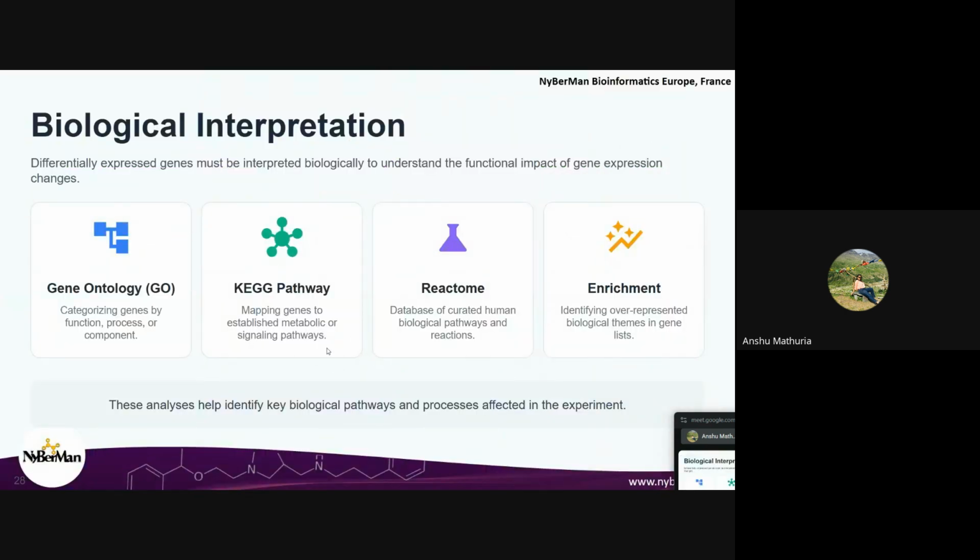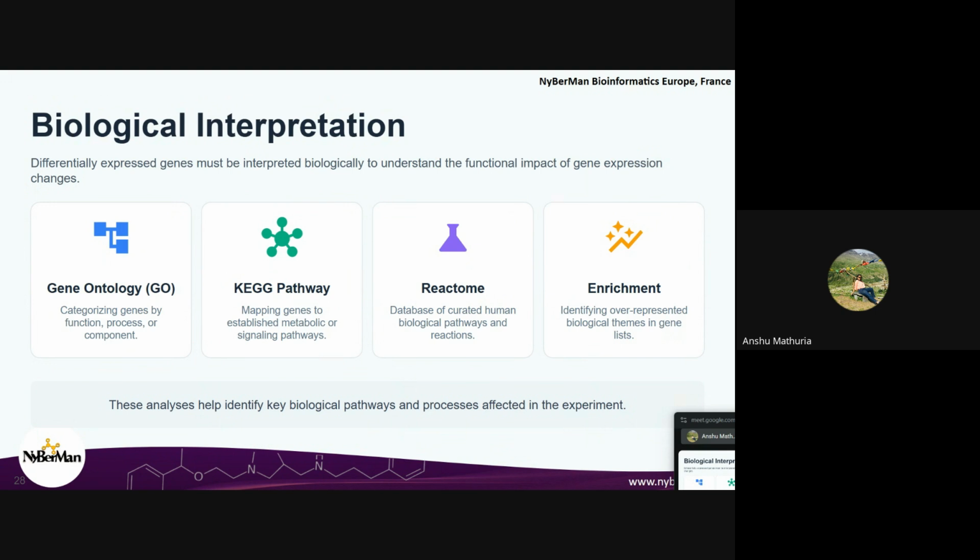Next, after you understand the genes that are highly upregulated and downregulated, you do an interpretation and a biological enrichment. There are different websites which you can use for the enrichment, that is gene ontology, KEGG pathways, Reactome, and enrichment. These are the different platforms where you can do the interpretation. What you're basically doing here is that for the genes you found as differentially expressed, you're trying to understand the biological implications of those genes, that is, what functions they perform, and what gene expression will be altered.